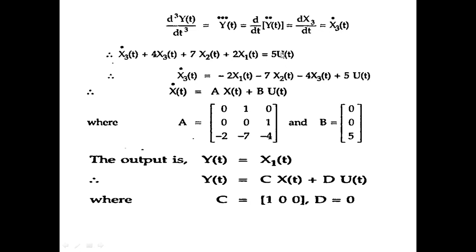I want to find x3 dash of t, because it is the only variable in the solution form. So if I rewrite this, we get x3 dash of t equals minus 2 x1 of t minus 7 x2 of t minus 4 x3 of t plus 5 into u of t. So the state equation form is x dash of t equals A into x of t plus B into u of t.